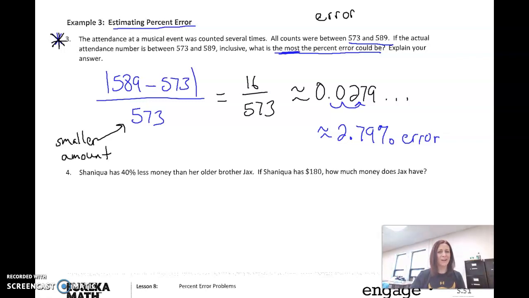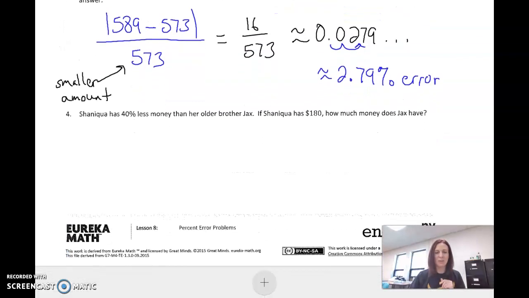When you get one like this where we're estimating the percent error, you just subtract them, since the actual value falls somewhere in between, and divide by the smaller amount. Okay, one more example that I want to show you that is going to be like your homework. This problem's a little bit different, but again, it's about how we understand percents.